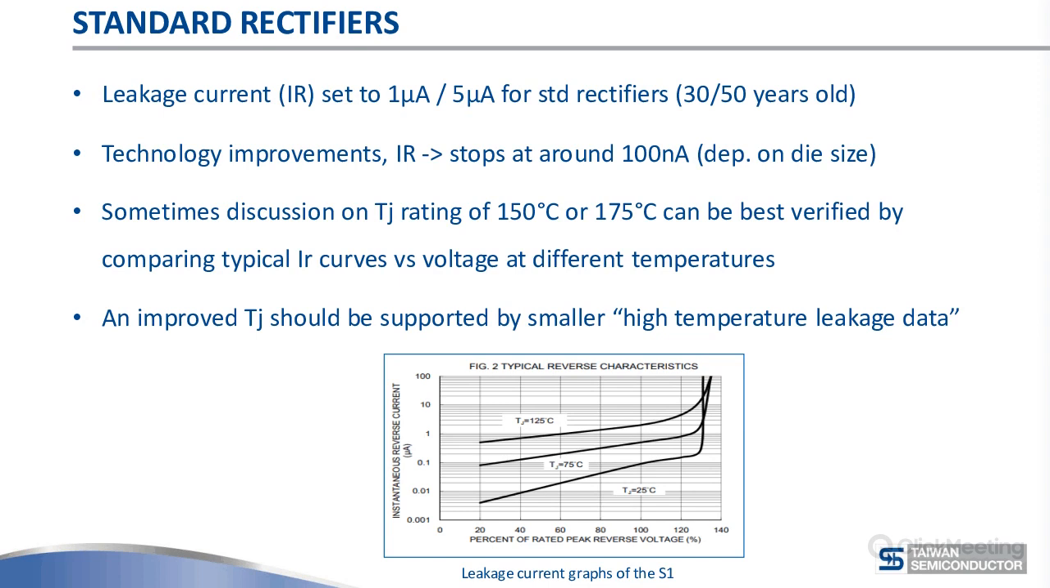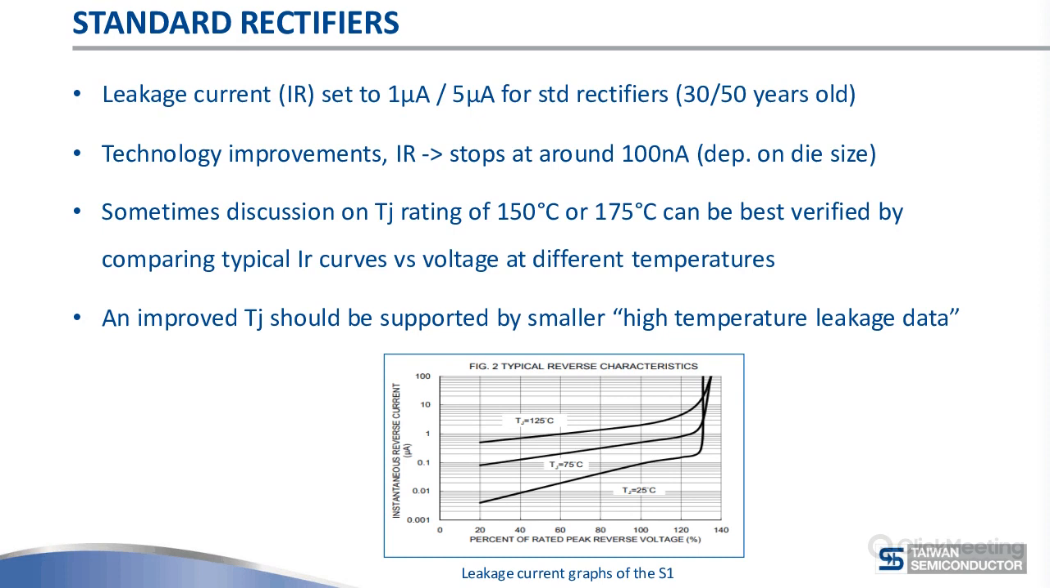The leakage current in a datasheet is usually set at 1 to 5 microamp for rectifiers. But these standards are usually 30 to 50 years old. People had different ideas then about what reliability was all about. Normally, the leakage current of a rectifier is around 100 nanoamp. Depends a little bit on the die size. Some would be 50, some 150. So you see that the real leakage current is actually quite far away from the actual test value.